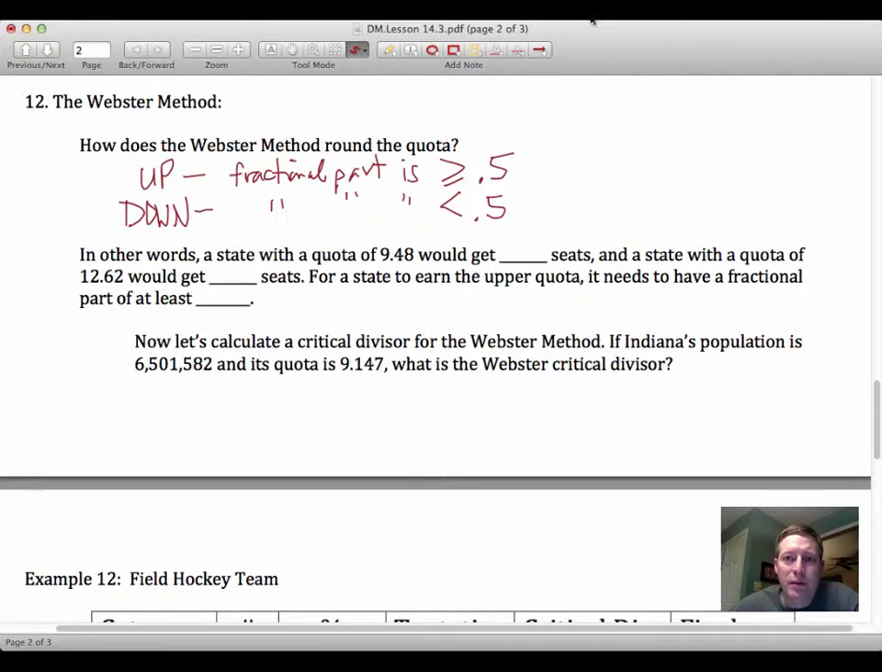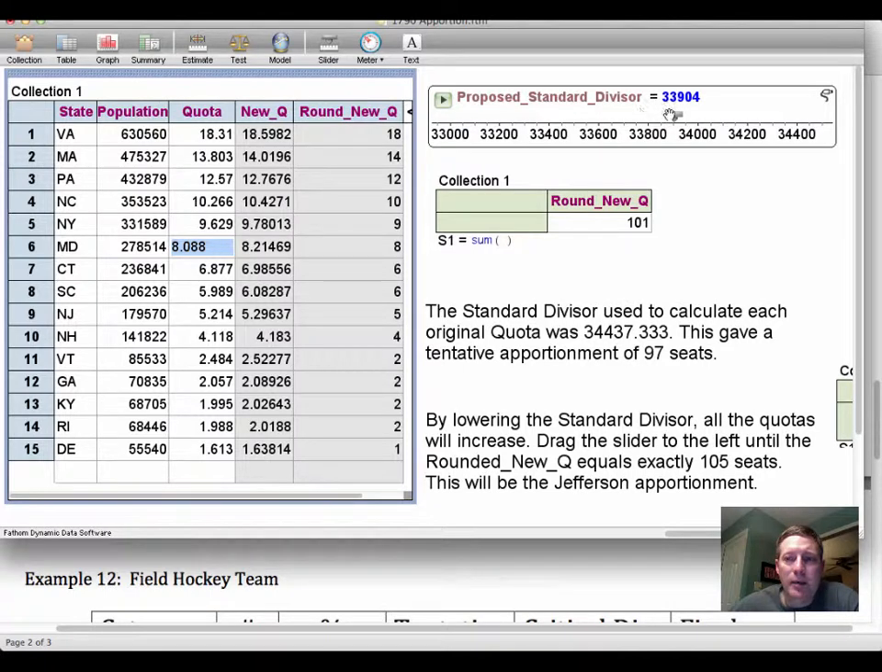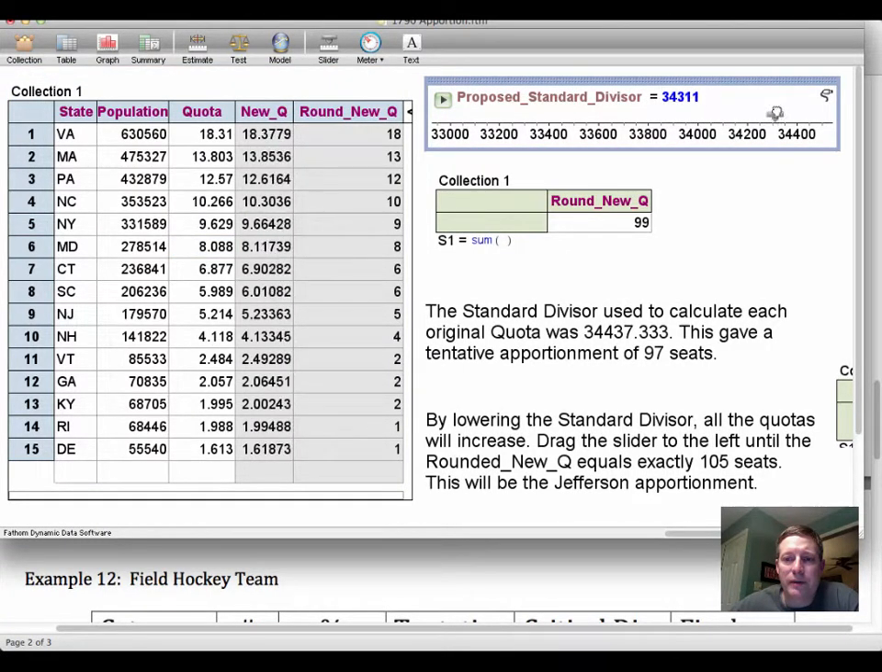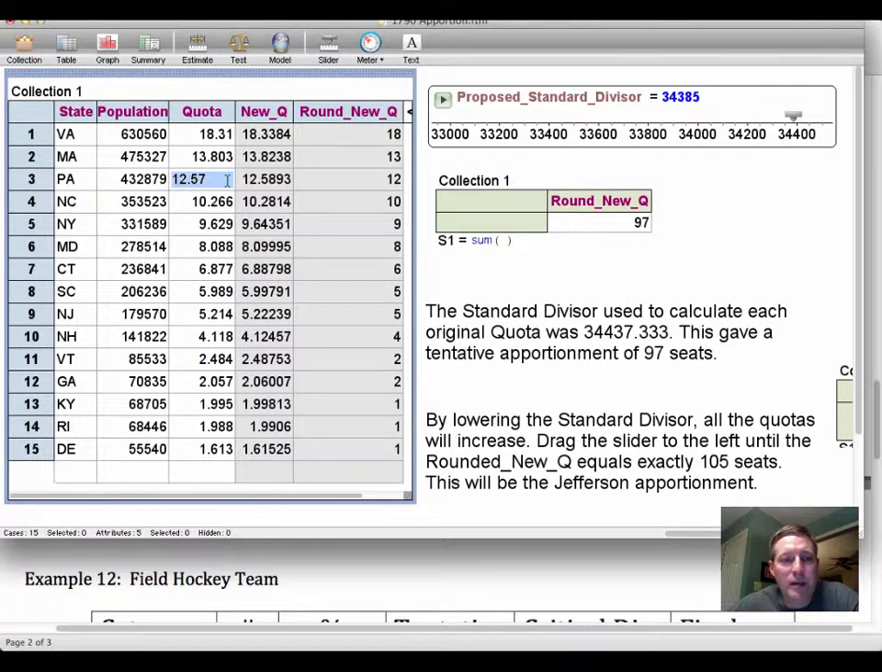So if we just take a quick peek back to here, let me go back to the original 97. Back to the original 97, that means that the initial allotment for Massachusetts, they would automatically earn 14. Webster says they've already earned their extra seat because their decimal is higher than 0.5. Pennsylvania is higher than 0.5, so they would automatically earn 13. Let's see, New York would earn an extra one. Connecticut would earn an extra one. South Carolina, any of these that have a decimal that's already bigger than 0.5 would earn an extra seat.